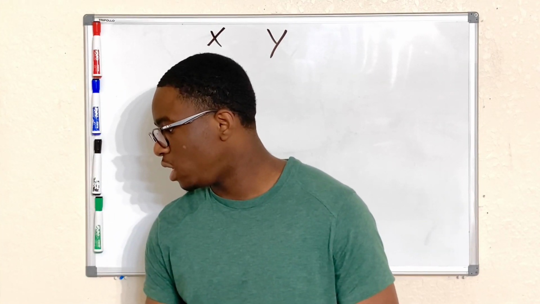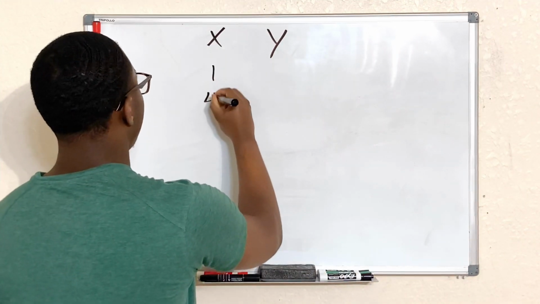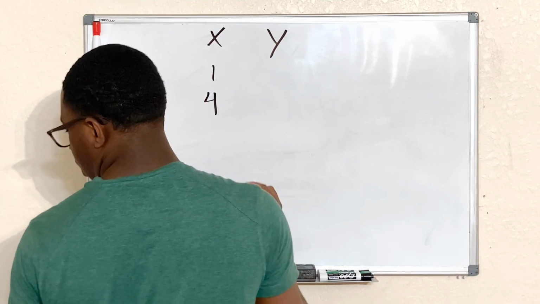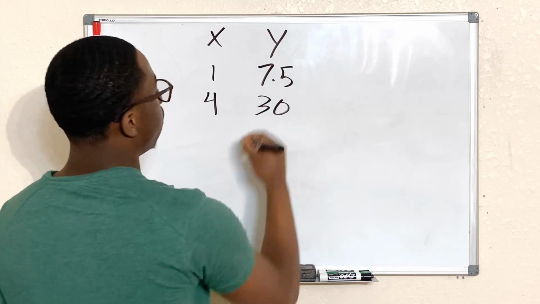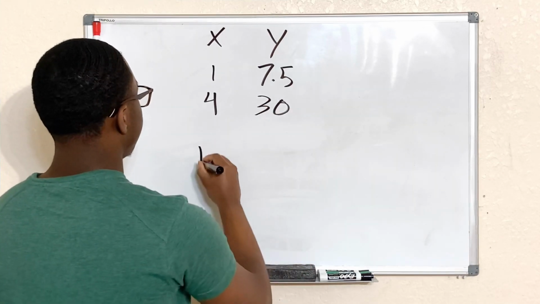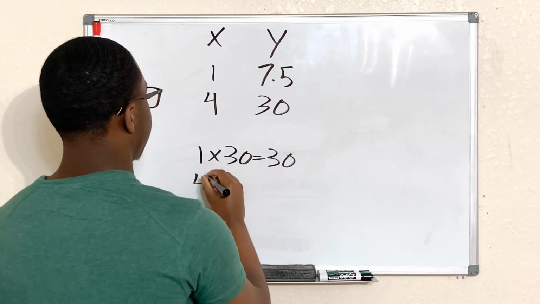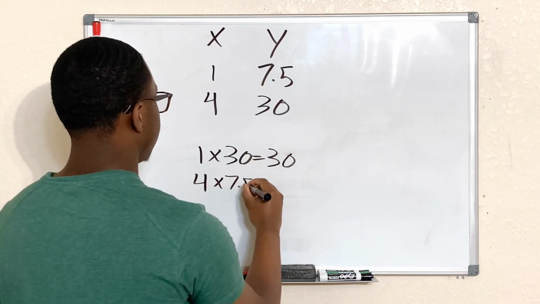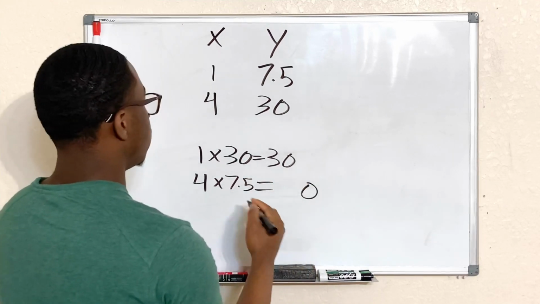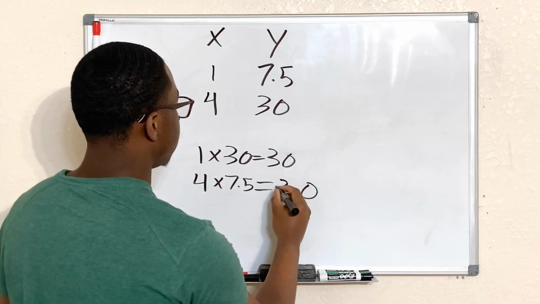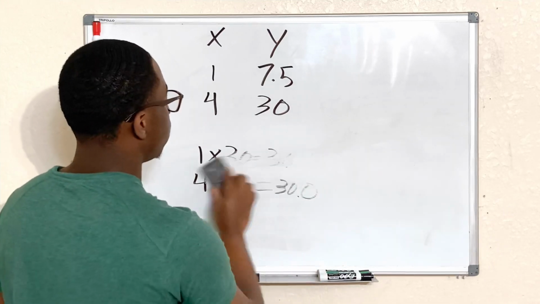So now, if you did, let's go ahead and continue together. We have answer choice C. We have 1 and 4 on our X values, and we have 7.5 and 30 as our Y values. Now we're cross multiplying. 1 times 30, that's giving us 30. 4 times 7.5: 4 times 7 is 28, plus 2 is 30. So we get 30. 30 is equal to 30, so we know that this proportion is correct.